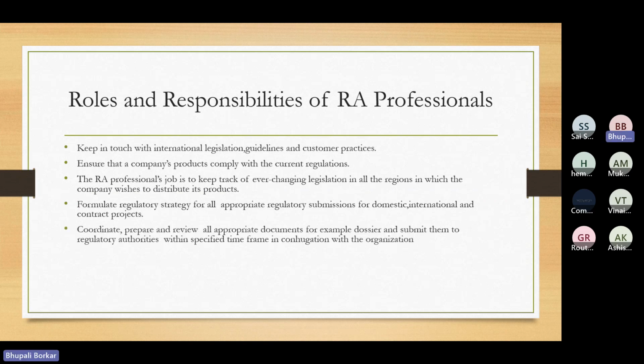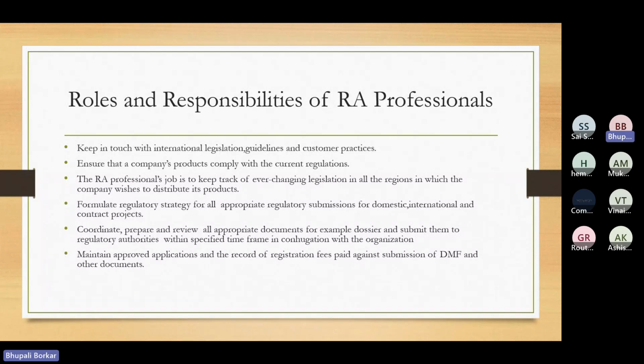Then second thing, you have to coordinate, prepare, review all different types of documents which are required for your dossier. Then maintain approved applications and the record of registration fees paid against submissions. Whatever submissions we do, we have to pay fees for all these variations. And respond to the queries as they arise and ensure that registration is done. So these are some of the responsibilities of an RA professional.